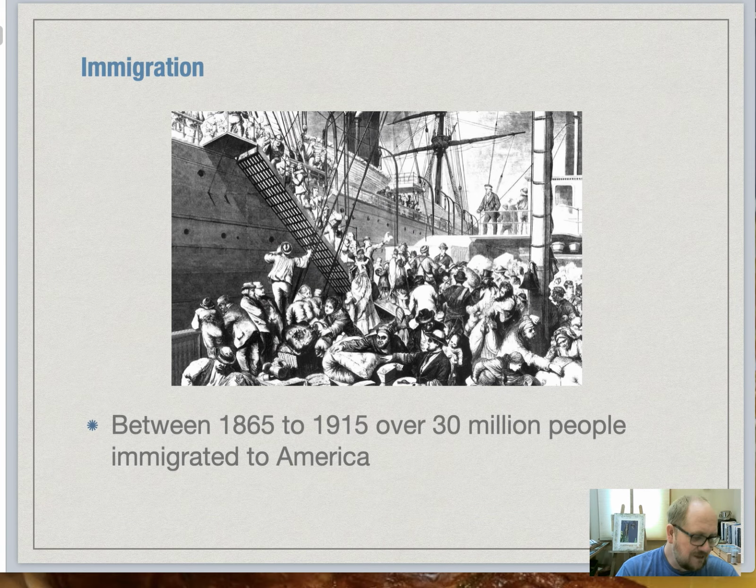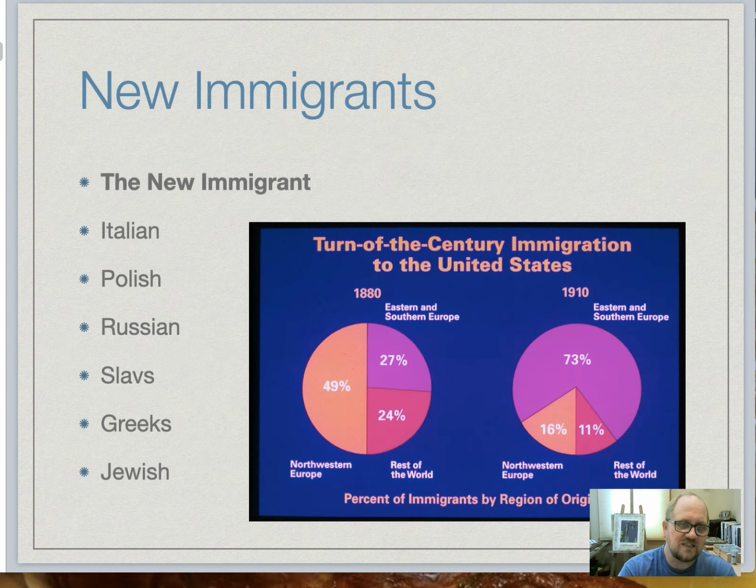And you also see the massive immigration of people from Europe, mostly. Again, to some extent, China and Japan, but mostly Europe. From 1865 to 1910 or 1915, we see over 30 million people immigrate to America. The reasons why, we see push and pull factors. We'll get to that in a second.